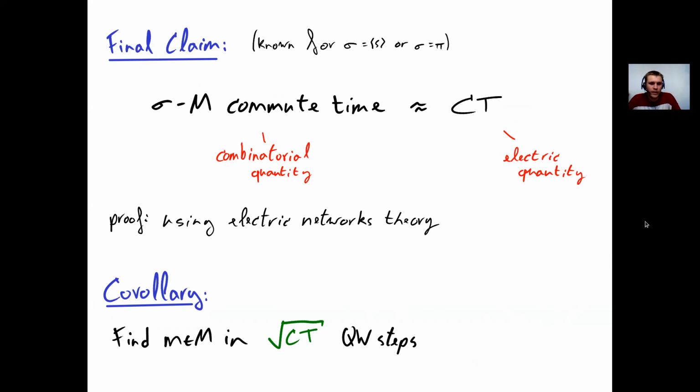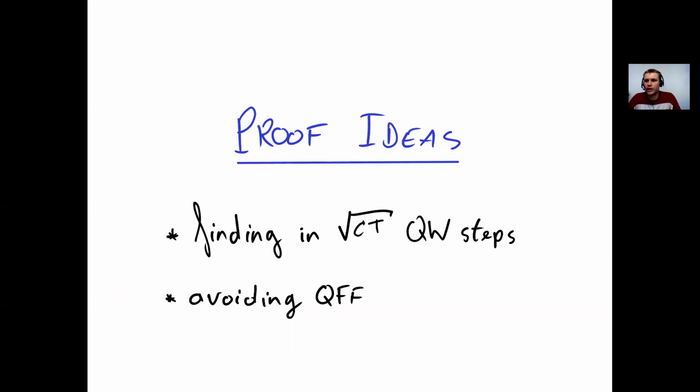And as a corollary, we can find a marked element now in square root of the generalized commute time quantum walk steps. And this now strictly generalizes Belovs' result. Maybe a second technique that I want to highlight, and this will be the end of my talk, is how we answer this question of Apers, Gilyén, Jeffery, and Kokainis on avoiding quantum fast forwarding.